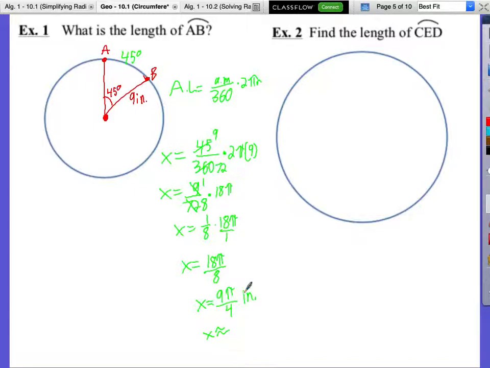So you just type in 9 pi divided by 4. I have 7.0685. Okay, so let's call it 7.07, rounded to 2 decimal places. So it's approximately 7.07 inches. So it's exactly 9 pi over 4 inches, and it's approximately 7.07 inches.